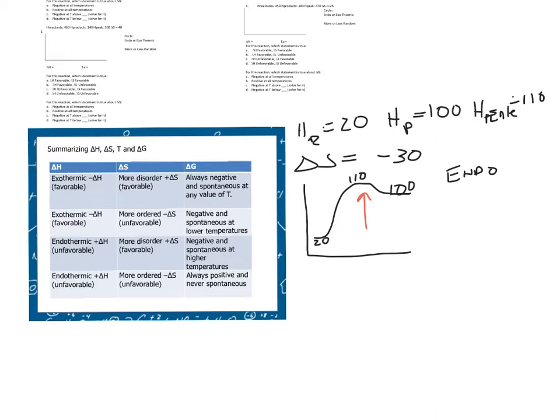I'm going to look at my delta S to tell me if it is more or less random. I have a negative delta S, so that means it is less random. Positive delta S's would be more. Now I have some subtraction problems to do. My delta H is products minus reactants. So 100 minus 20, I get 80. And my activation energy is the peak. It's the difference from the start to this highest value here. It's peak of 110 minus 20.